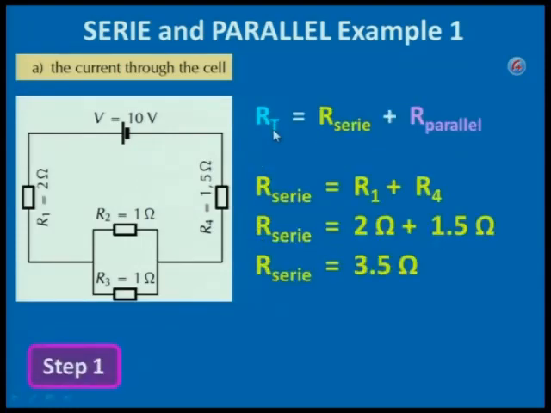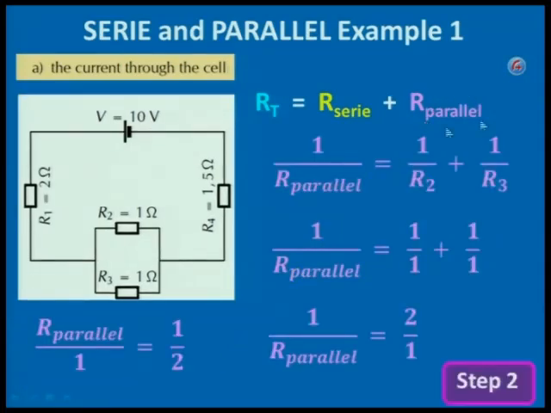Total resistance would then be the resistance in series, which is these two, plus the resistance in parallel. So R series is then R1 plus R4, which is 2 ohms plus 1.5 ohm. You do the substitution and you simply add them together to get the resistance in series as 3.5 ohms.